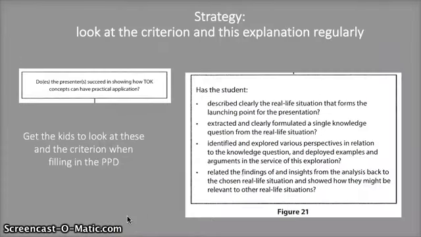Alright, so we'll start straight in now into the presentation and the criteria. And just above the criteria, we've got this little bit of an explanation here, and it's really important to look at this section here. Does the presenter succeed in showing how TOK concepts can have practical application? So we want to be looking at the TOK world and the theory behind what's going on in the real world, and try to understand that.